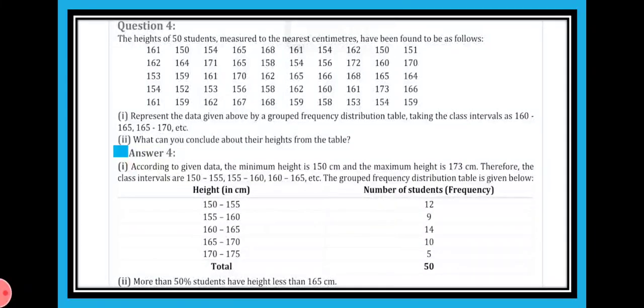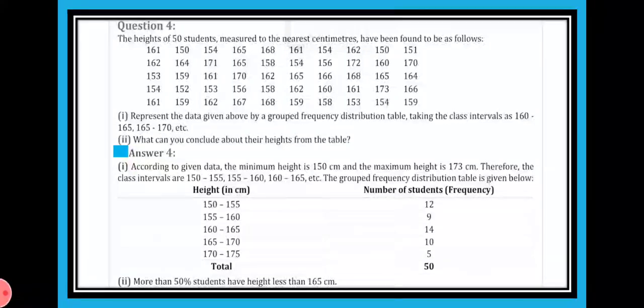So first, the class intervals are 150 to 155, then 155 to 160, 160 to 165, 165 to 170 and 170 to 175. Because the minimum height is 150 and the maximum is 173, we will select till 175.